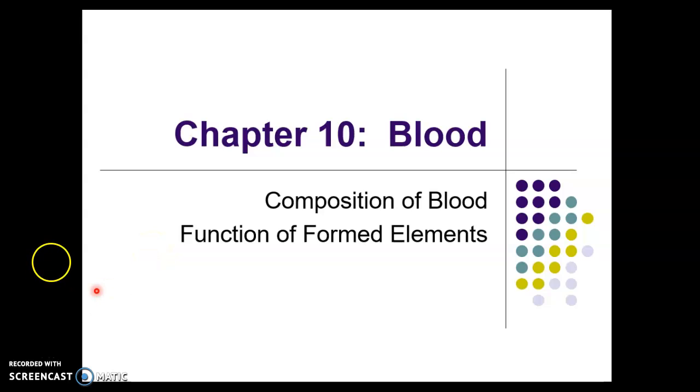All right, so this is chapter 10 notes, part 1. We're going to go over composition of blood and talk about formed elements, which are the living cells in blood and their functions.